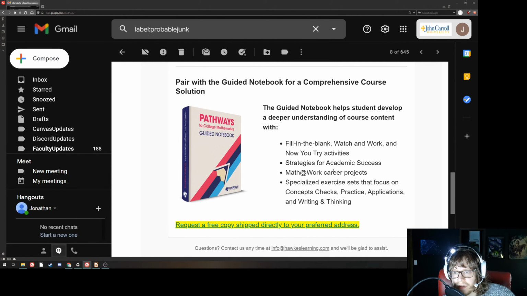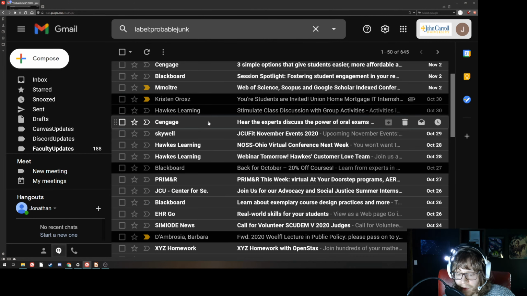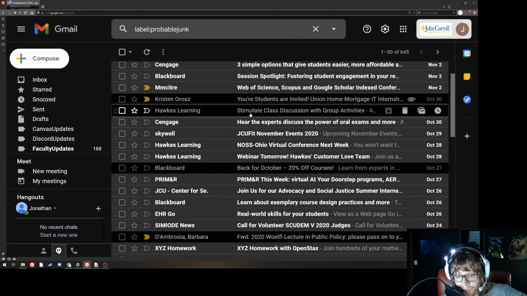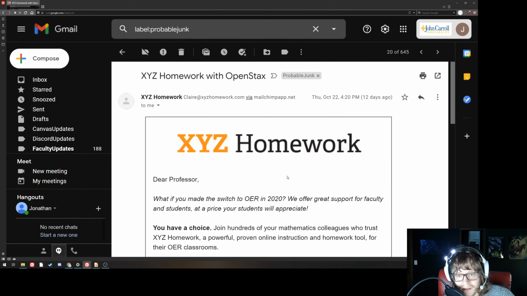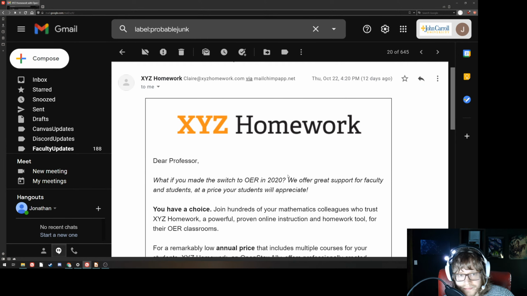The guided notebook helps student develop a deeper understanding. If you can't even use proper grammar in your email, obviously I'm not going to buy your book. Boo, Hawks, I'm out. Help student develop a deeper understanding. Who's going to buy a book for someone who can't write a grammatically correct advert? Nobody, that's who. All right, let's move on to XYZ homework. This, by the way, is a hint to you that you should write grammatically correctly in your ad.